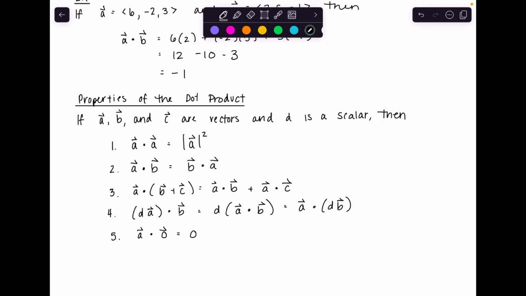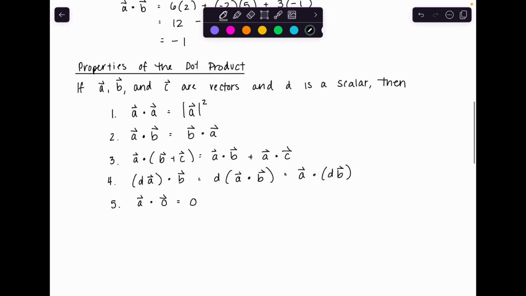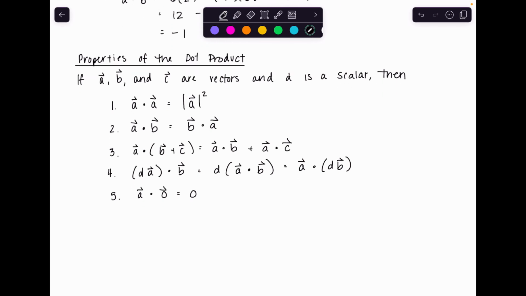So I think some of these are relatively straightforward, or hopefully they seem like they would make sense. What I am going to do is show you this first one is true, because that is one that we'll use pretty frequently.